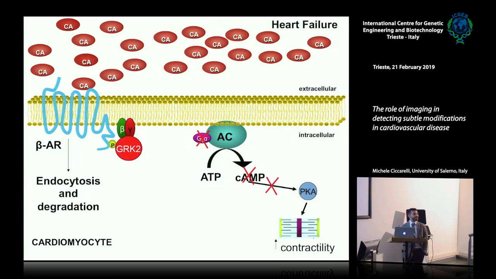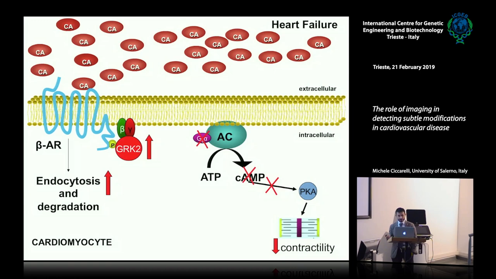During heart failure, there is an increased release of catecholamine that starts to stimulate the beta-adrenergic receptor on the plasma membrane. One of the mechanisms that the heart initiates to protect itself from this outside stimulation is to increase the level of GRK2, which however increases endocytosis and degradation of the beta-adrenergic receptor, and so increases the downregulation of this protein.